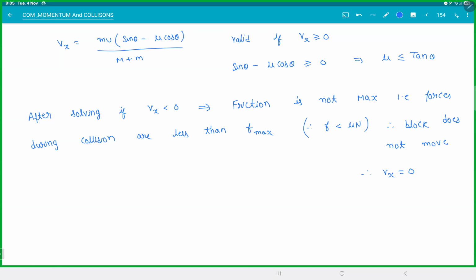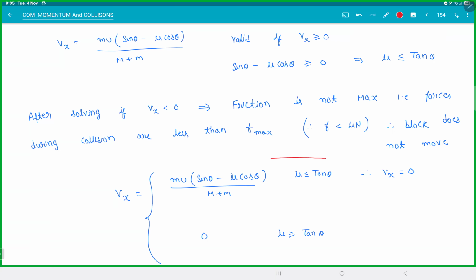So this answer is valid only if Vx is positive. If you got Vx negative, that means the block didn't move, so the answer is 0. Are you clear? Negative values are not acceptable. So the answer will come out like this. Vx will be mu sine theta minus mu cos theta by m plus m. This is valid when mu is less than or equal to tan theta. 0 if mu is greater than tan theta. Basically angle of repose. So whether the block will move, the final answer will depend on the value of mu.